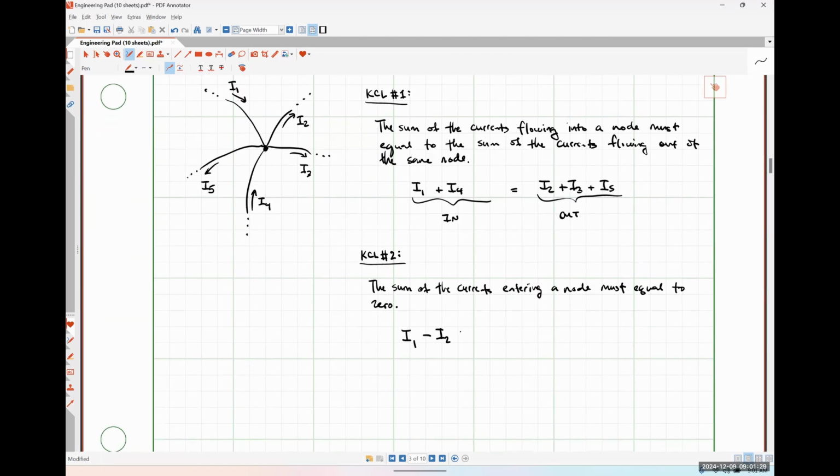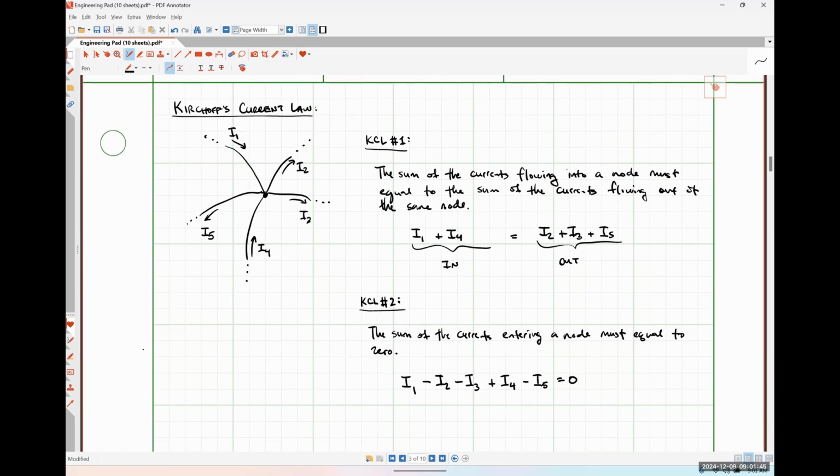I3 is flowing out, so we would have minus I3. I4 is flowing in, so we would have plus I4. And I5 is flowing out, so we would have minus I5. And we set this equal to 0. So effectively, this is the exact same expression that we got from KCL number 1 if we moved all of the out terms to the left-hand side of the equal sign, okay? So it means the same thing, it's just looking at it from a slightly different perspective.